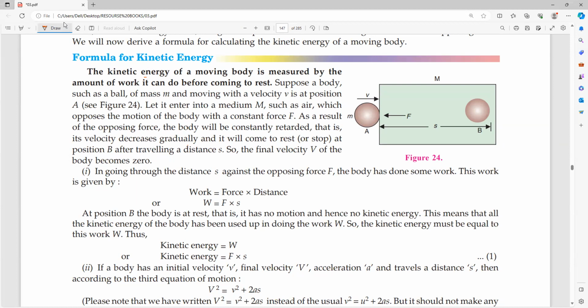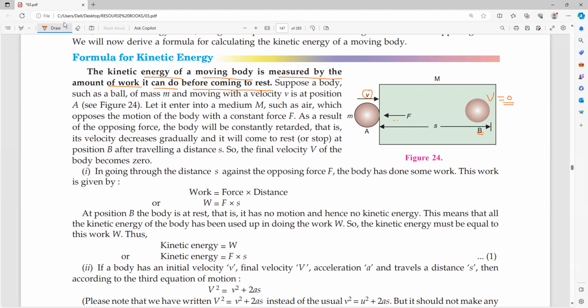The kinetic energy of a moving body is measured by the amount of work it can do before coming to rest. So a body is already having some velocity v, and finally after reaching point B, it comes to what, everybody? Rest. Which means the final velocity is what? What is the final velocity, guys? 0. So that is the reason.